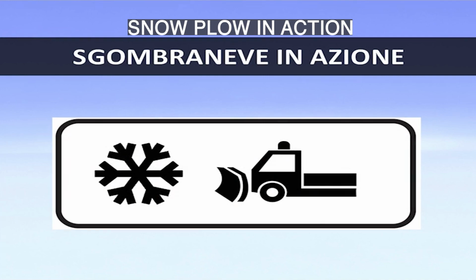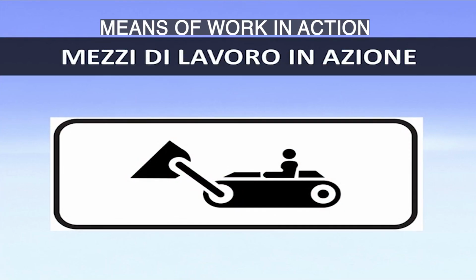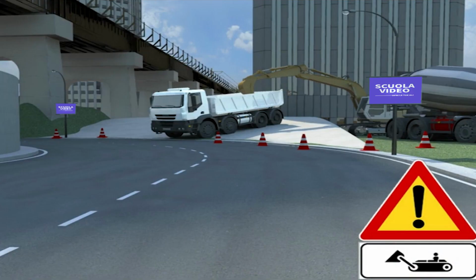Sgombra neve in azione. This supplementary panel, combined with the signal of other dangers, invites you to decrease the speed due to the presence of snowplow machines in operation, maintaining a distance of at least 20 meters from the snowplow machines at work. Mezzi di lavoro in azione. Means of work in action. This supplementary panel indicates the presence of road construction sites with excavators and mechanical shovels in action. It invites you to use particular caution due to the possible presence of moving machinery on the roadway.